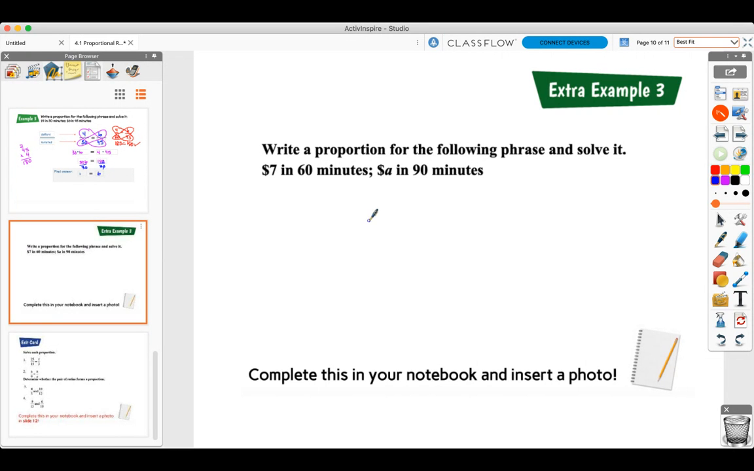Okay, so for this, your ratio should be 7 over 60 is equal to A over 90. And after you solve it, you're going to get A equals $10.50. I forgot the units in the other problem. Oops, sorry about that, guys. And again, if you're struggling with this problem, please come see me for extra help.